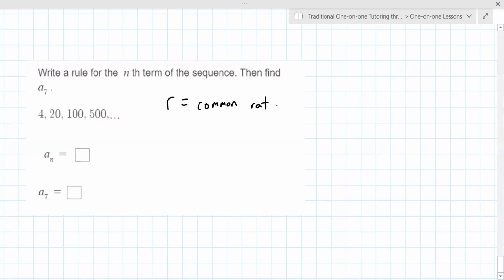How do I find R again? Exactly the same thing you were doing. What did you do in the previous round? We took 20 and divided by 4, and then 100 and divided it by 20. Okay.